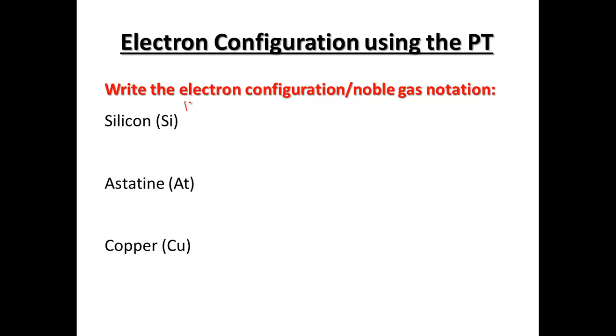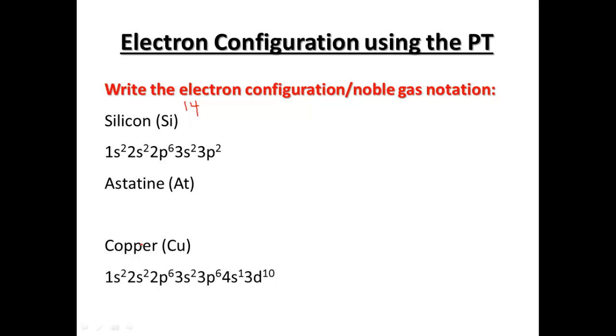Silicon, element 14, so 14 electrons total. We would have come up with the configuration as we went through 1s2, 2s2, 2p6, 3s2, 3p2 to give us our 14 total electrons. Copper was a little bit different in the fact that it took one of the electrons from the 4s, and instead of being 4s2, 3d9, it took one of the electrons to give to the d, making it 4s1, 3d10. Now, astatine, element 85 on the periodic table.